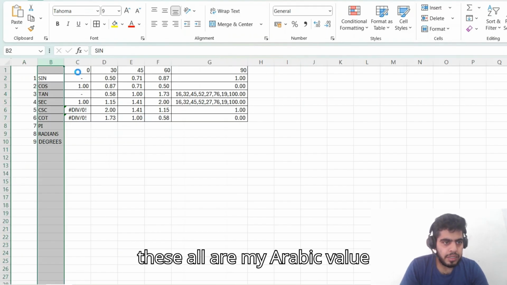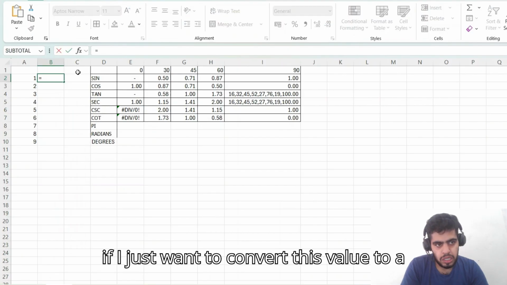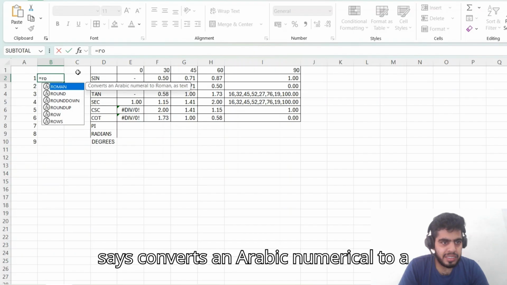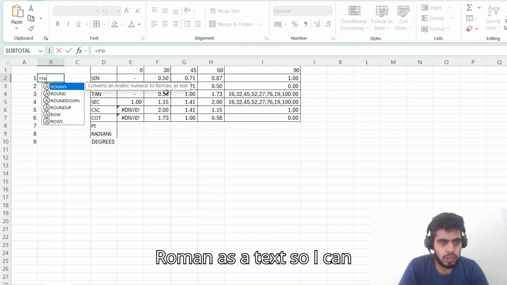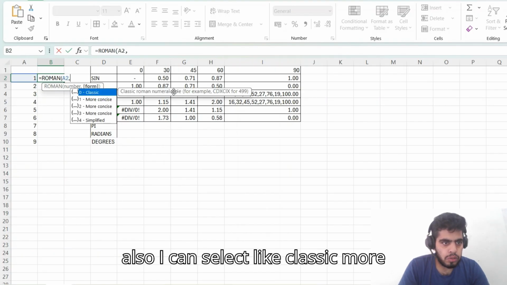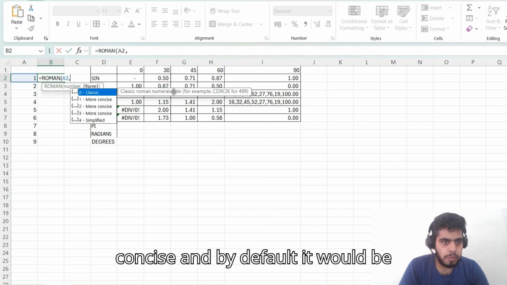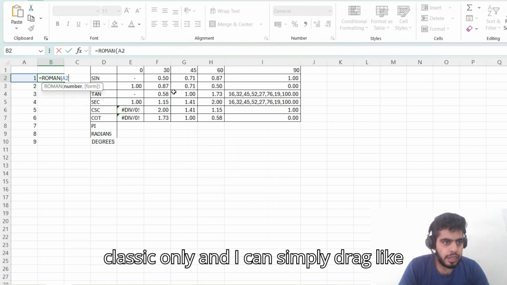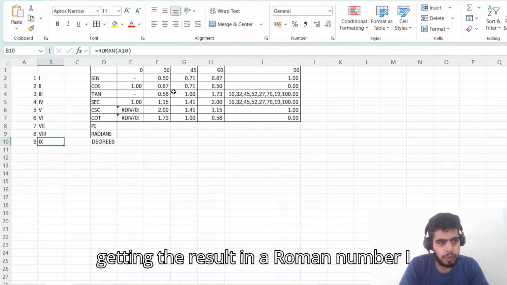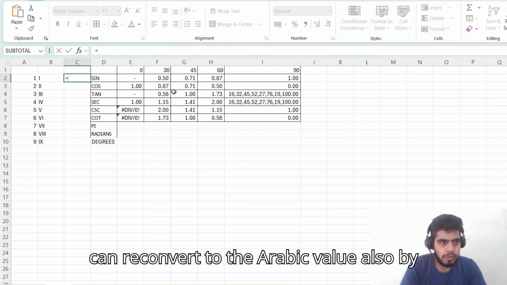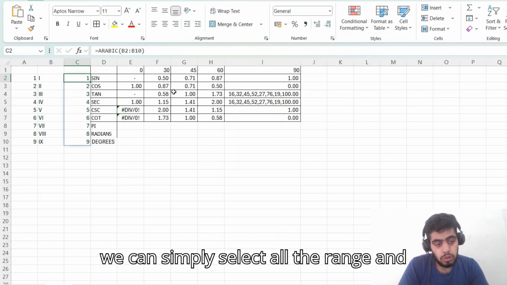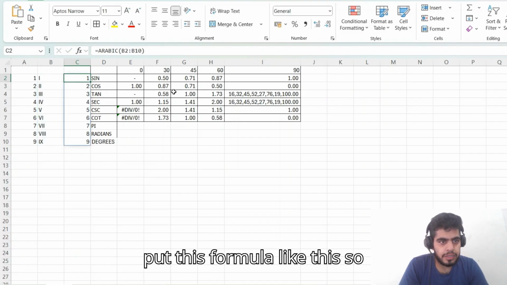these are all my Arabic values. If I just want to convert these values to a Roman number, how can I compute? I can simply put this formula Roman, and it says converts an Arabic numeral to a Roman as text. So I can select this, and the form I can also select, like classic, more concise, and by default it would be classic only. And I can simply drag like this and Control D, and if you see, I'm getting the result in Roman numbers. I can reconvert to the Arabic value also by putting the Arabic formula. How can I do it? We can simply select all the range and put this formula like this.